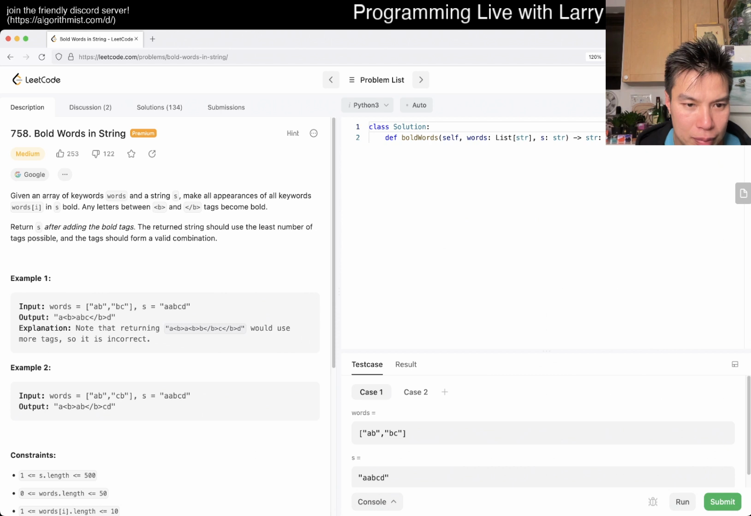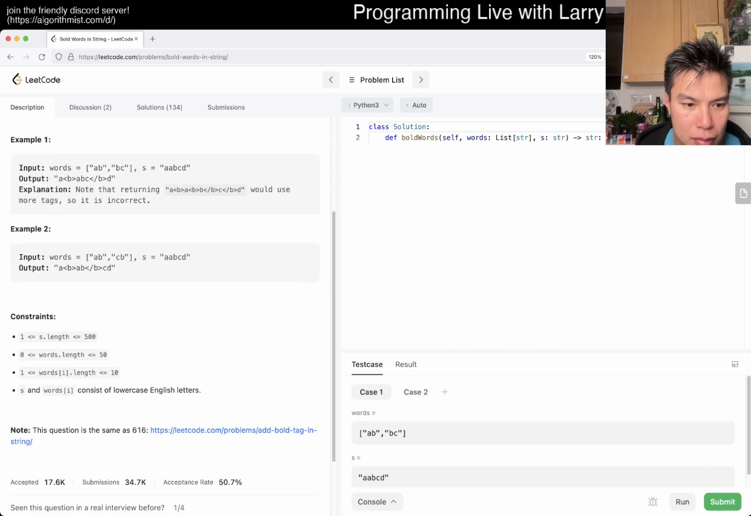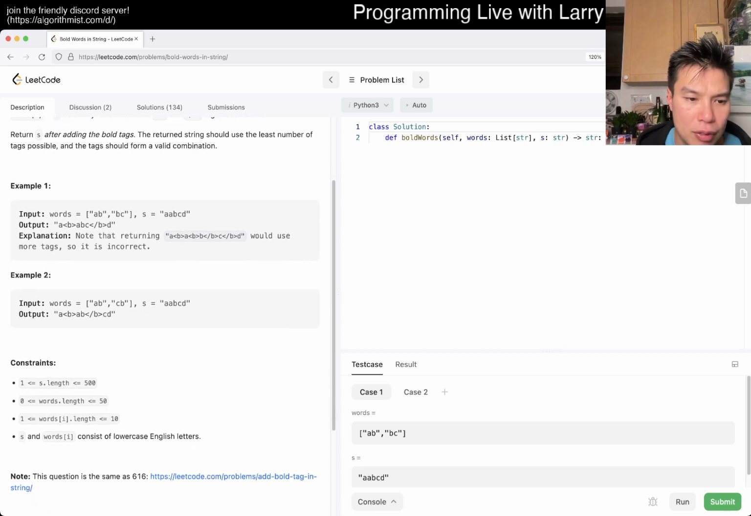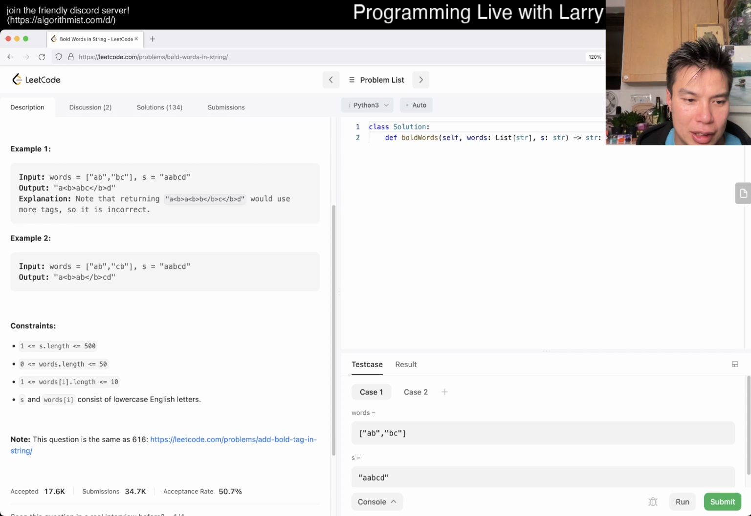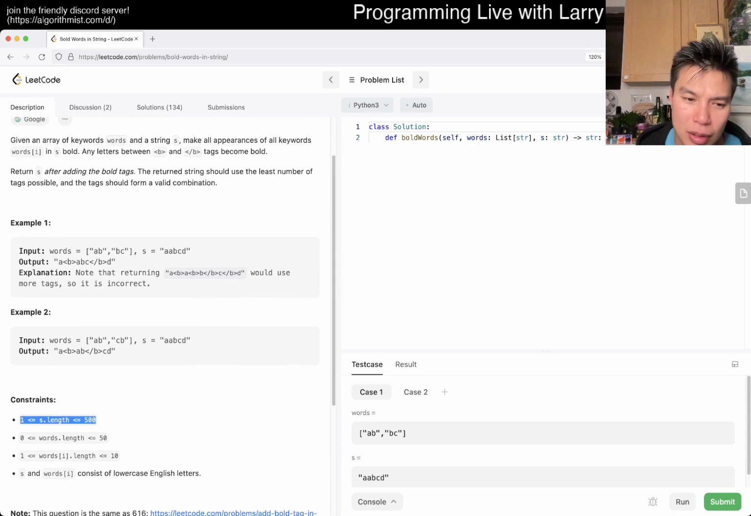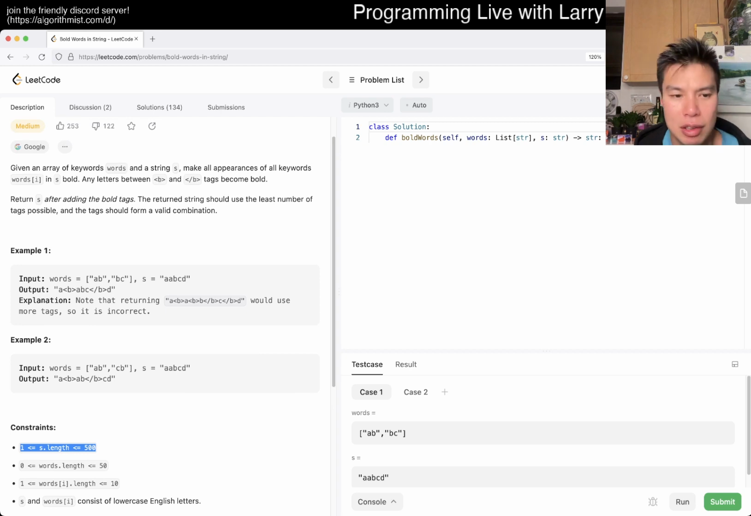Okay. Let's see. I see what they're trying to say here. It's a little awkward, but okay. The first thing that I'm going to do is just look at the complexity. This is an awkwardly phrased sentence, and apparently there's a second similar problem. But looking at the constraints, the length is only 500.